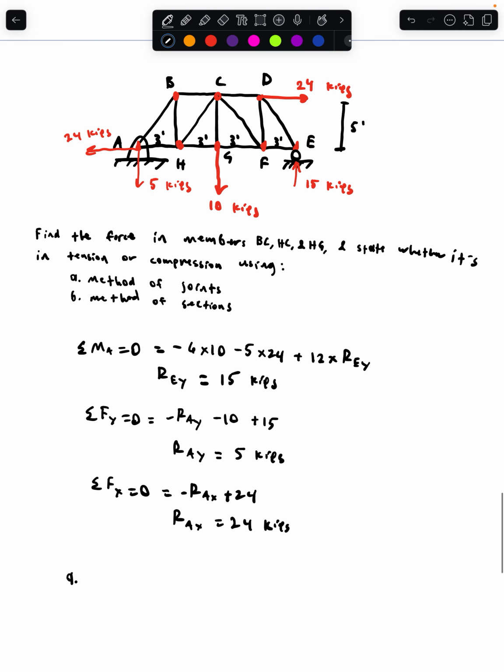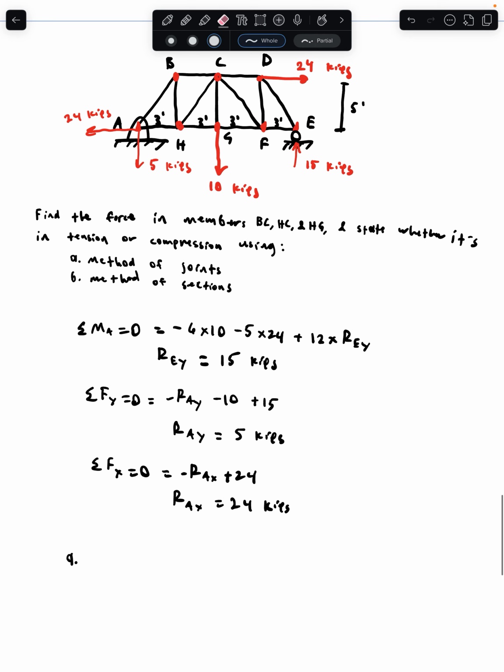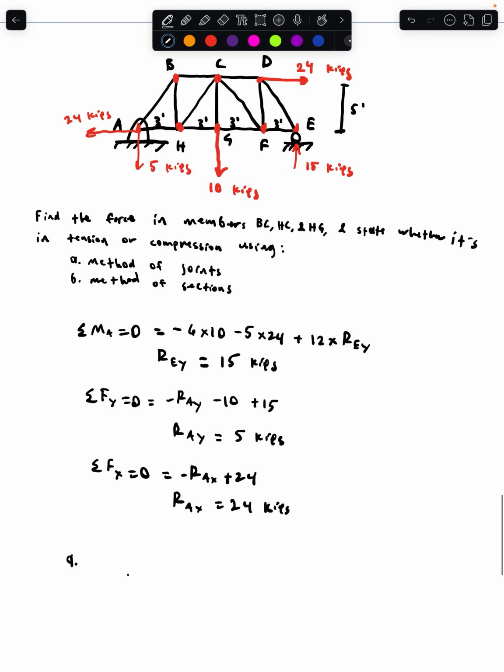So we're interested in this member here, BC, HC, which is this one, and HG, which is this one. Now, I can't just pick one of these because all these are going to have more than two unknowns. But if I start over here at A, I have my two reaction forces, and then I only have two members coming off of it. So that's two unknowns. So what I'm going to do is draw a little free body diagram of A.